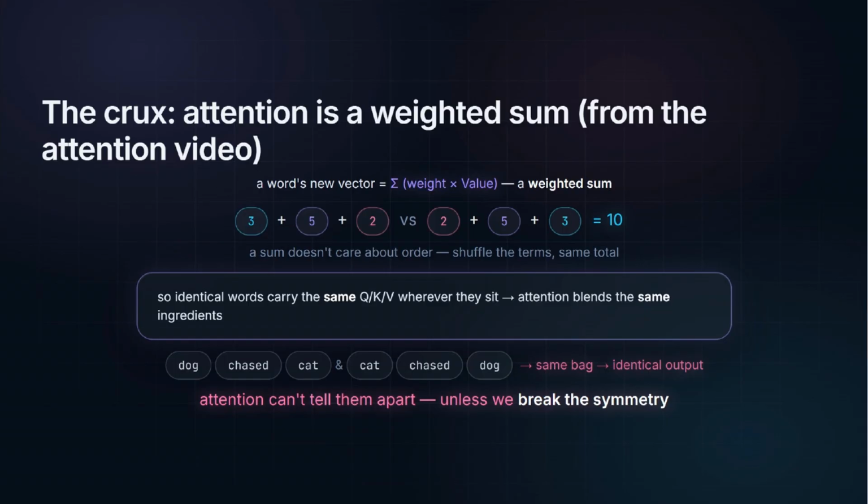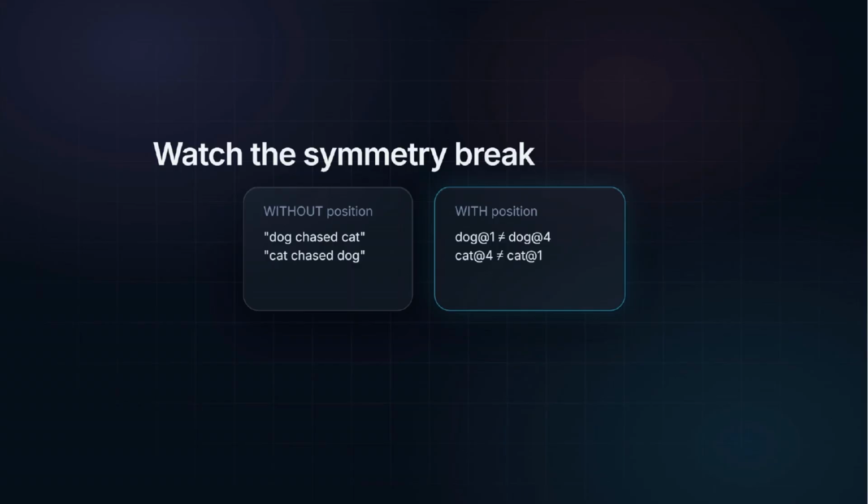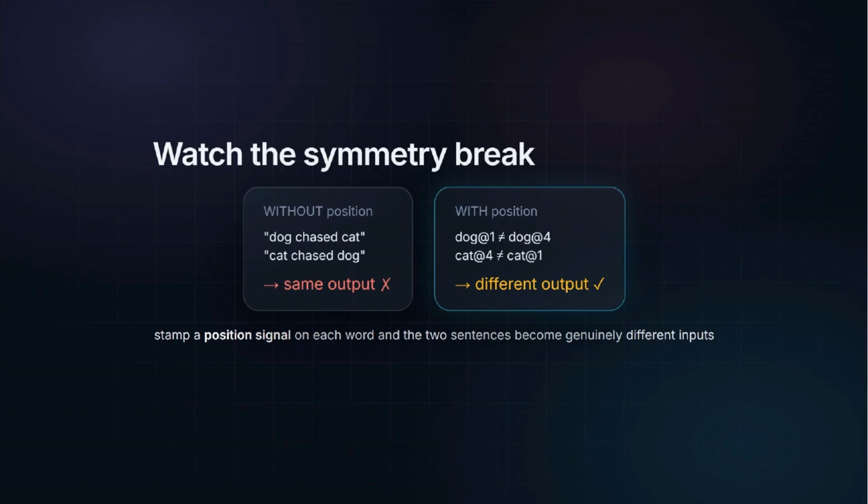We have to break that symmetry by making each position different. Let's see the fix in miniature. Without position, dog chased cat and cat chased dog are the same set of vectors, so attention gives them the same output, a failure. The model is blind to which animal did the chasing, but if we stamp a position onto each word, so dog in slot 1 is a different vector from dog in slot 4, the symmetry breaks, and the two sentences finally look different. That single stamp turns two identical bags of words into two genuinely different inputs. So the entire job boils down to one design question. What should that position stamp actually look like?